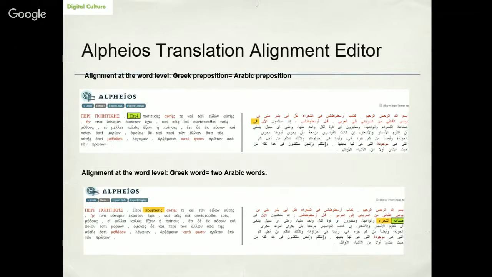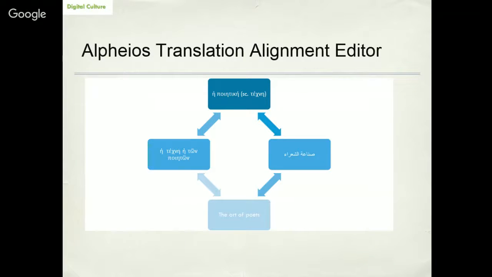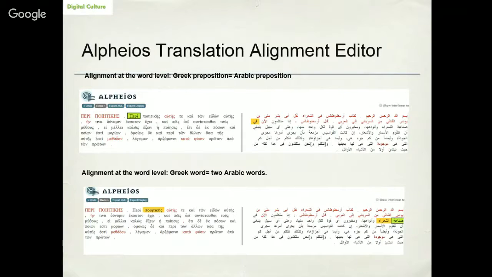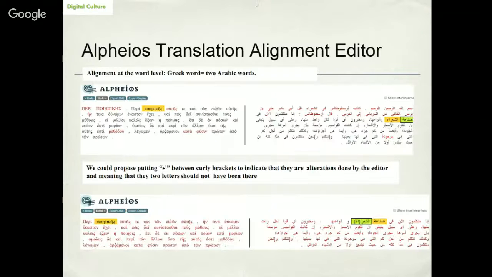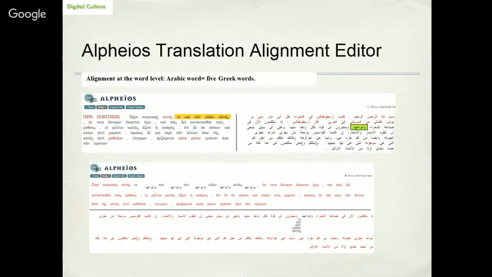You have a Greek word aligned with two Arabic words, and actually this word, poetics, is aligned with Sana'at al-Shu'ara. Sana'at al-Shu'ara is the art of poets in English. If you do the back translation, which every translator does, you will say ton poeton. So if you go back to the Greek, this does not correspond with Sana'at al-Shu'ara. So maybe in the edition of the translation you could put it between curly brackets to indicate that these are alterations done by the editor, meaning the two letters should not have been there, because al-Shi'r is poetry in English, and poetikes is the corresponding one. So through the alignment editor, or through this reflection, you can make some changes.